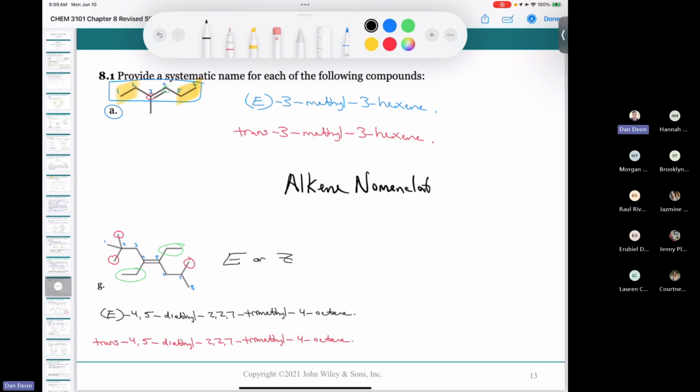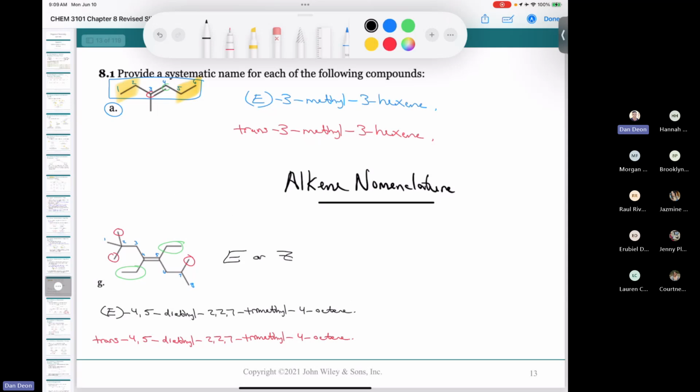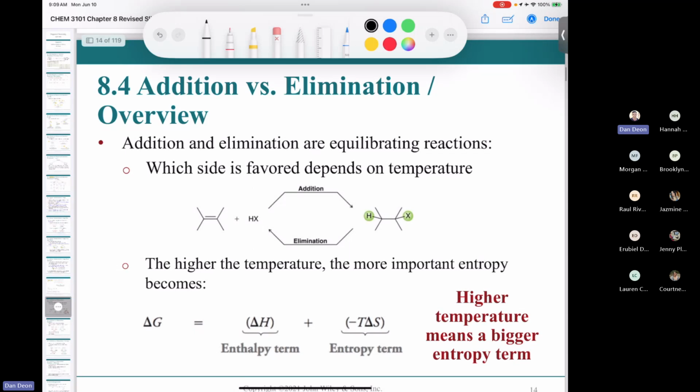Make sure you are able to name an alkene. Very important. Something that I like to do is practice my nomenclature along the way. As I'm working on practice problems, I'll see if I can name an alkene along the way. Especially little ones, it's good to get in the habit of naming them quickly.